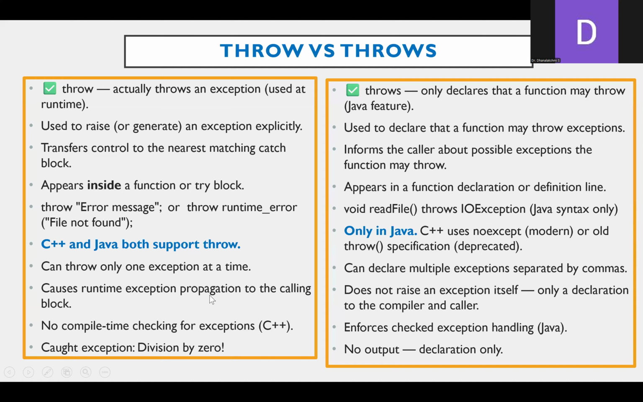Throw causes a runtime exception and propagation to the calling block. Throws does not raise an exception itself, it is only a declaration to the compiler and the caller. There is no compile time checking for exceptions in C++, whereas Java enforces checked exception handling. For throw, we have seen an output, caught exception, division by 0. This last line is an example you have seen in the previous programs. For throws, there is nothing like output, it's a declaration only.